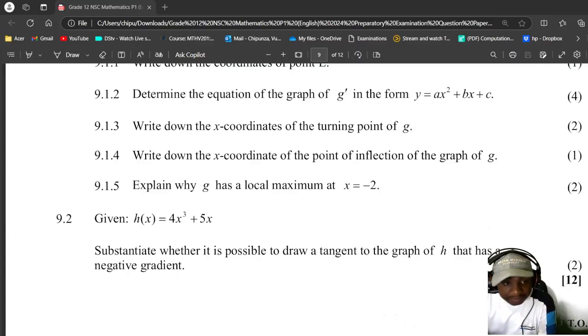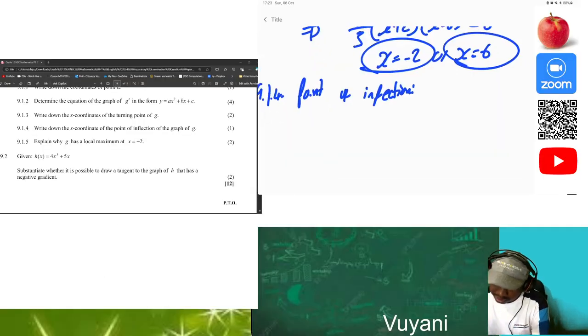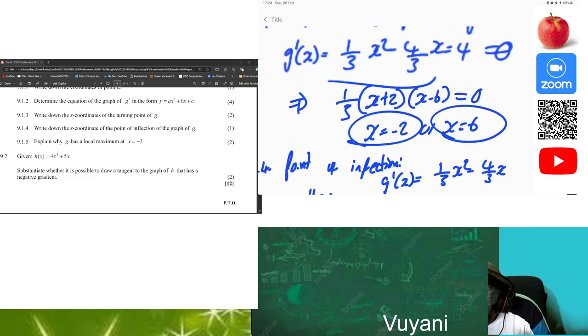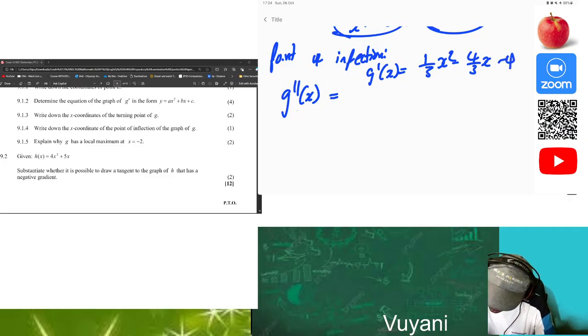So for point of inflection, basically that should be, let's see, remove that so that people can see the screen. So we know that that will need us to find our g prime prime of x. So in this instance, we know that our g prime of x is equal to 1 over 3 x squared minus 4 over 3 x minus 4. So that would be the g prime prime, which means that would be 1 over 3 times 2. So that would be 2 times 1 over 3. So that would be 2 over 3 x minus 4 over 3.